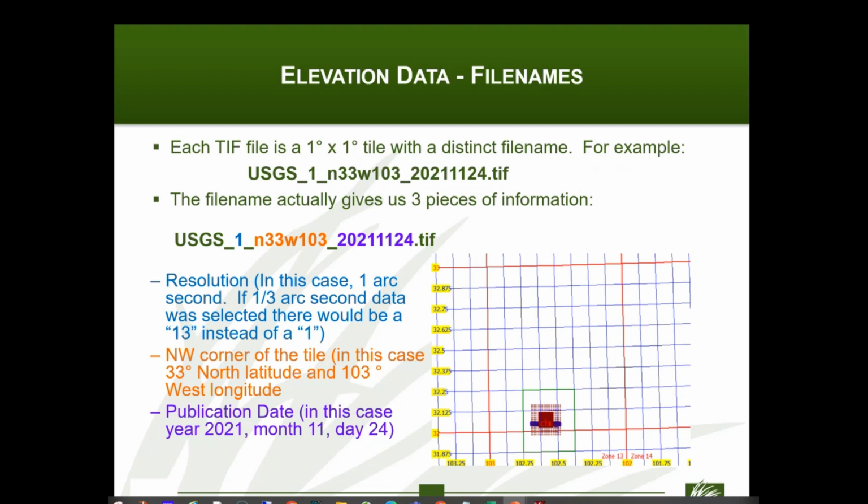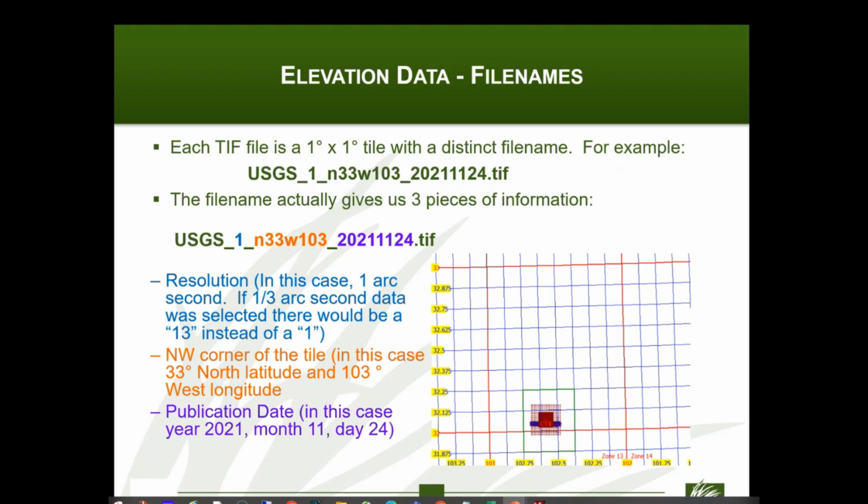The first one is the resolution. In this case, I'm downloading 1 arc second data. So it's just a number 1. The second part is the northwest corner of the tile. In this case, the tile, again, it's a 1 degree by 1 degree tile. So that northwest corner is 33 north latitude and 103 west longitude.